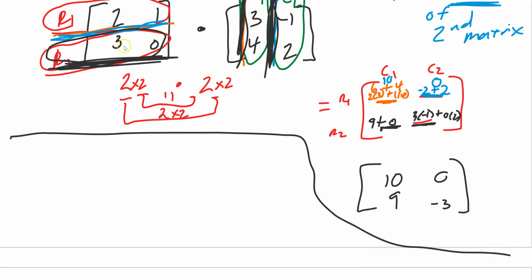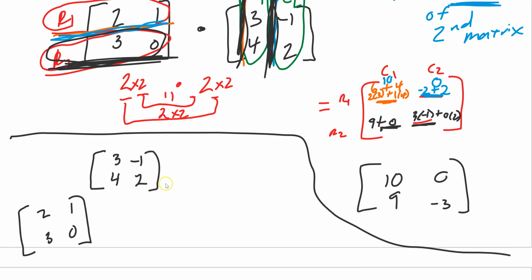So this alternate way is that we're going to leave that one there. So multiplying 2, 3, 1, 0. And we're going to multiply by this one. So I'm going to put this a little above here. So 3, 4, negative 1, 2. So that's just the way I'm writing it. The one that's first, write normally, and then the one that's second, right above it.